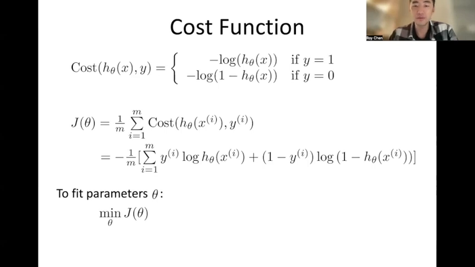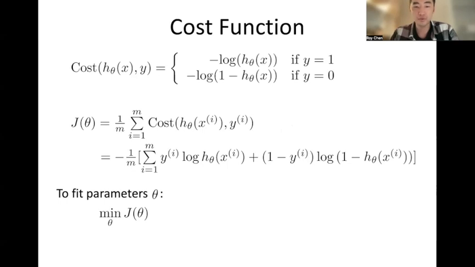One is that when y equals 1, which means that when the target value is 1, the cost function is negative log of h theta x. And if y is 0, which means that the classification is a negative class, then the cost function is negative log of 1 minus h theta x.